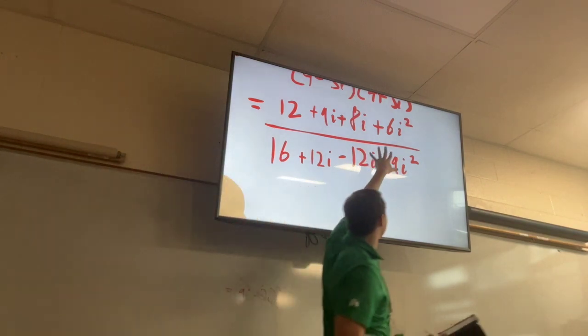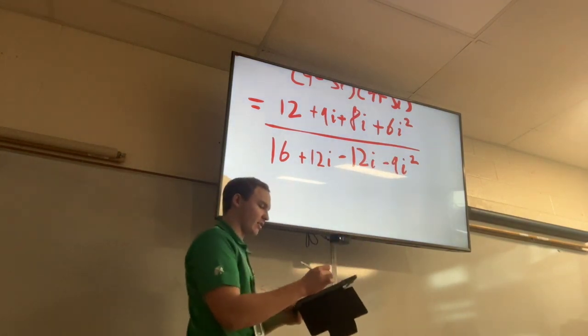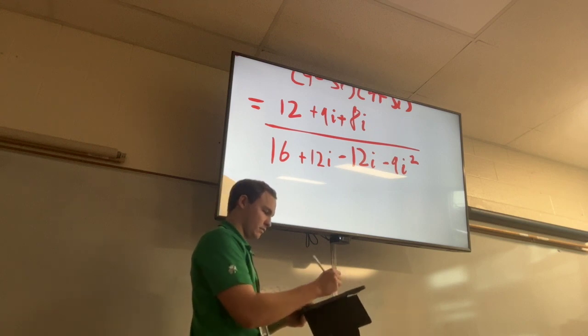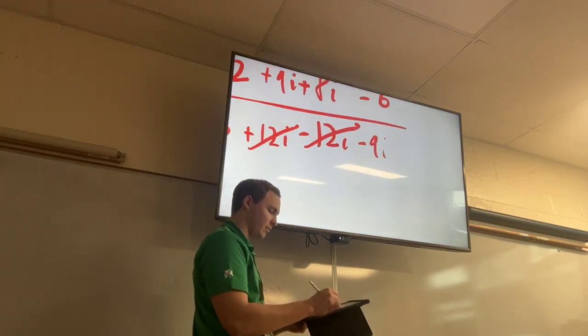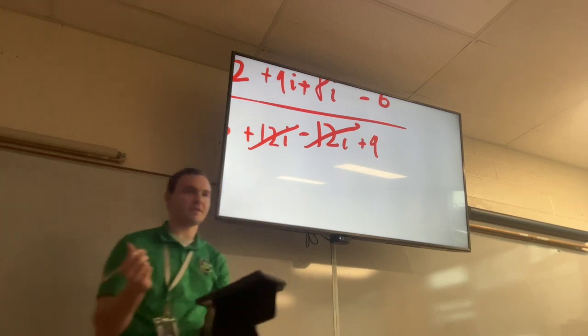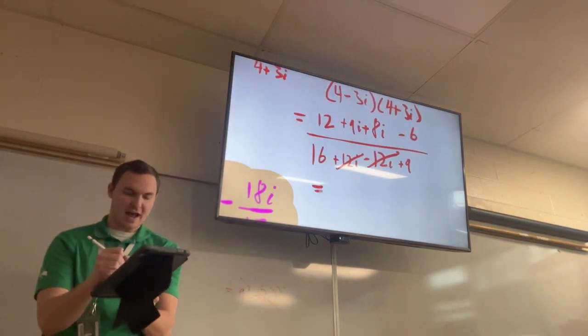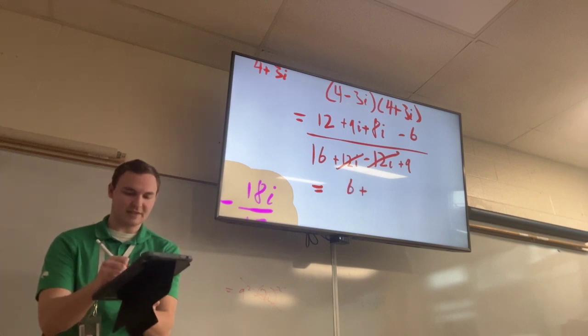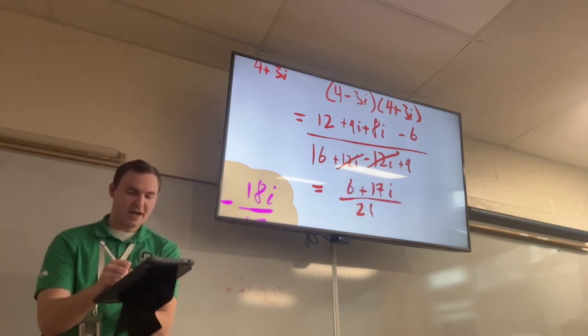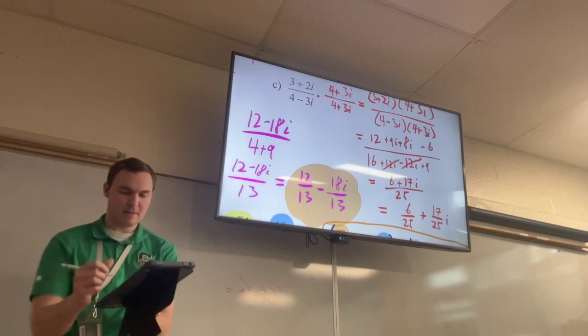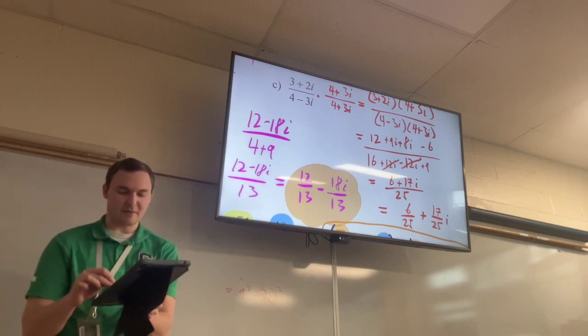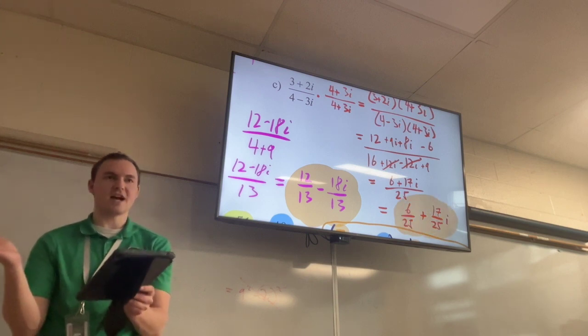Let's simplify the bottom real quick. That plus 6i squared, I'm going to change that to a minus 6. These two in the bottom cancel out. And then minus 9i squared changes to a plus 9. Did you follow that? Combining like terms, we get 6 plus 17i all over 25. Let's split up our numerator. So that's 6 over 25 plus 17 over 25 i. Make sure your fractions are simplified. Is that what you got?